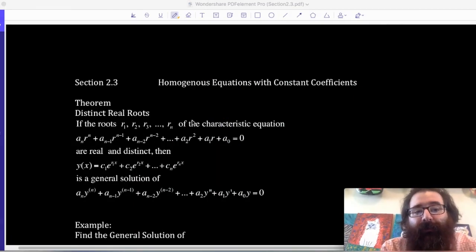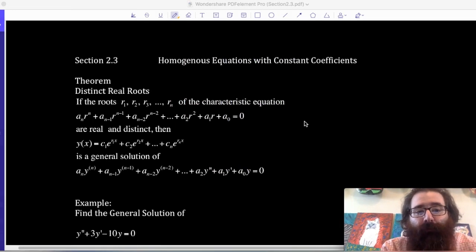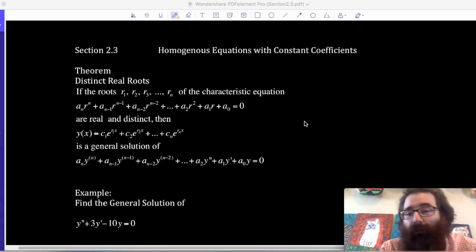Starting off, we have a theorem for distinct real roots of the characteristic equation, and we'll talk about what this characteristic equation is. We say if the roots r1, r2, r sub 3, and so on to r sub n of the characteristic equation, a sub n r to the n plus a sub n minus 1 r to the n minus 1 plus and so on plus a sub 2 r squared plus a sub 1 r plus a sub 0 equals 0.